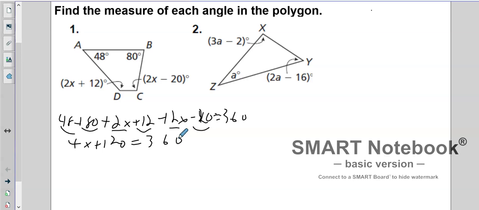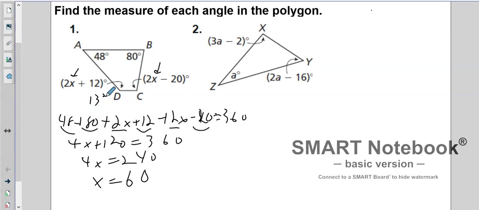If I subtract 120, I get 240. Divide by 4, x is 60. Now, that's not the answer. It said find the measure of each angle. So I need to plug in 60 here and 60 here. So if I do 2 times 60, that's 120. 120 plus 12 means this angle here is 132 degrees.